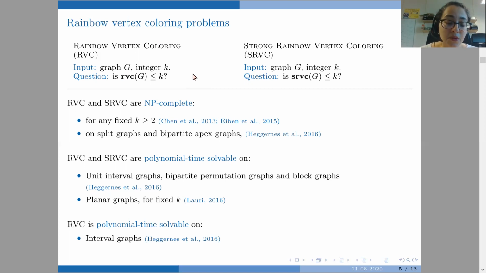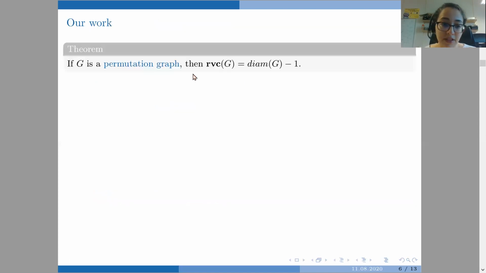So in this work, we will extend this landscape of what is known about the complexity of these two problems in graph classes. In particular, we will consider the class of permutation graphs, and we will show that every permutation graph can be rainbow vertex colored with diameter of G minus 1 colors.